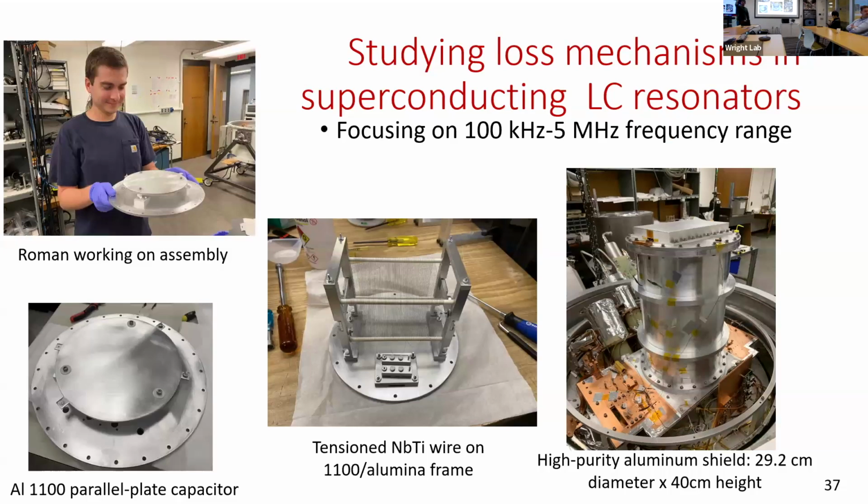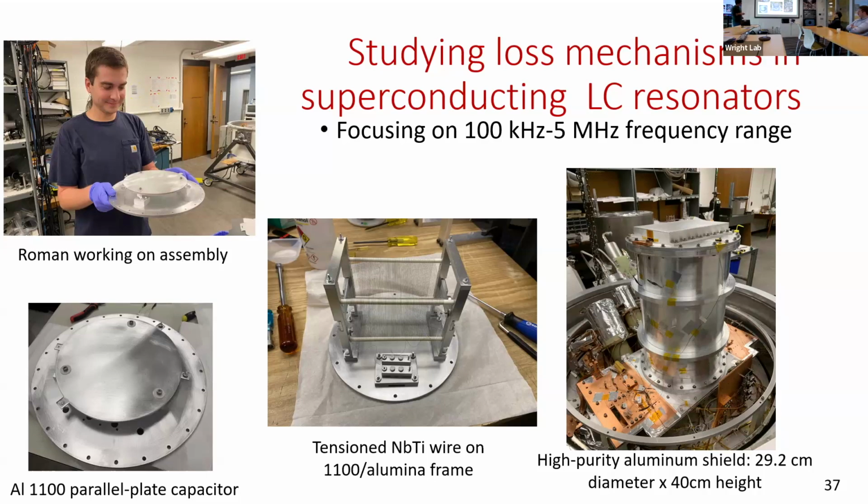So this was Roman's thesis project, where we built this apparatus to understand these loss mechanisms. As I mentioned, this is not cavities, but LC circuits. Here's Roman working on the assembly of the capacitor. It's aluminum 1100, a commercial purity, 99% pure aluminum. It's primarily vacuum gap, but there are some sapphire spacers to hold these plates that are about 20 centimeters in diameter, about 500 microns apart.